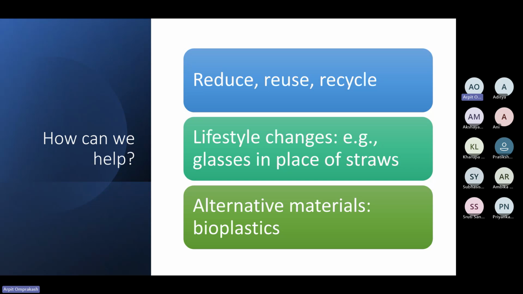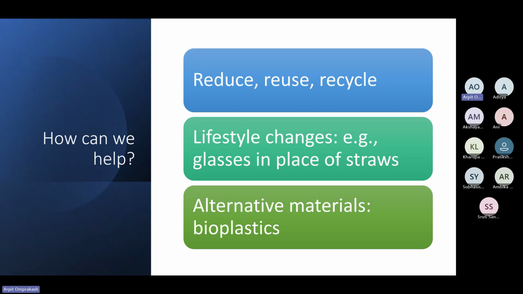The next thing is lifestyle changes. So basically, by using alternatives to generally plastic materials, such as metal straws or glasses instead of plastic straws and all that, we can make lifestyle changes and reduce the amount of plastics that we are using.